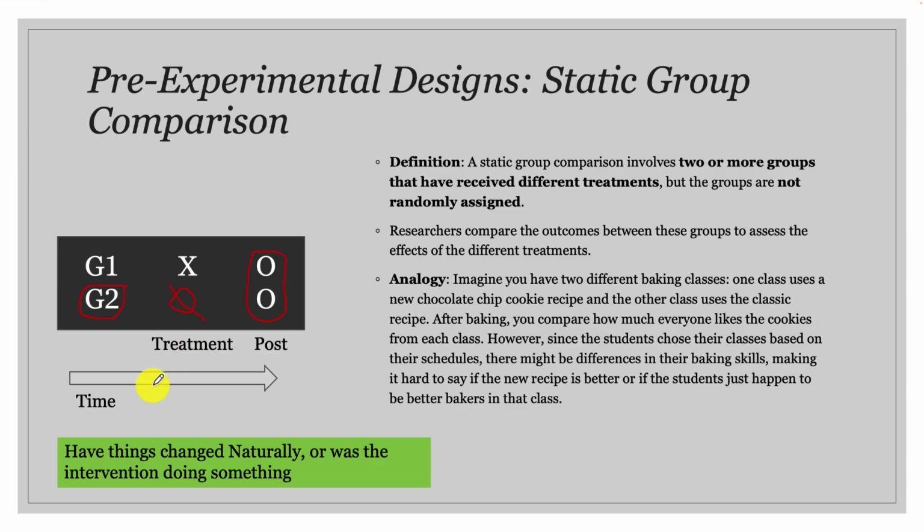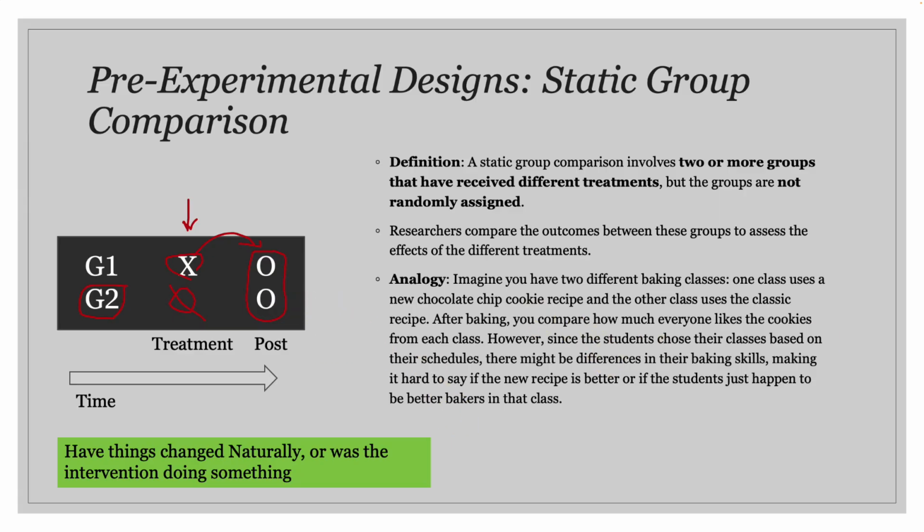Well, one of the reasons they do this is they're looking to see if things have changed naturally, or was the intervention doing something? So for example, I have this group that had no intervention. Does this intervention only impact this group, or is there a change that's just happening naturally that impacts both of these groups? And like I said, I have plenty of examples here that I'm going to go over with you in a moment.